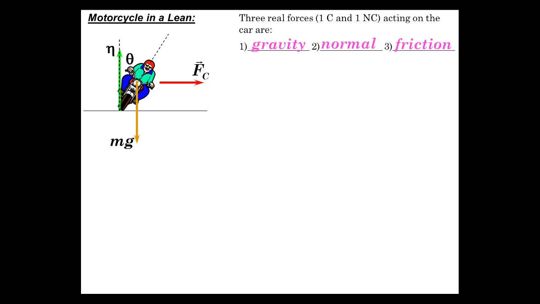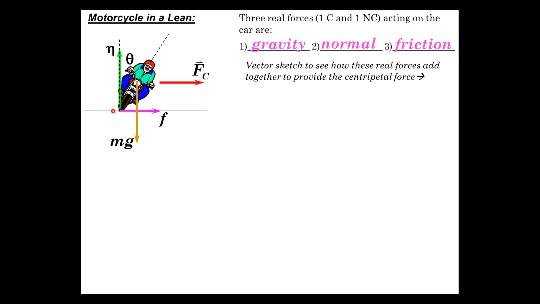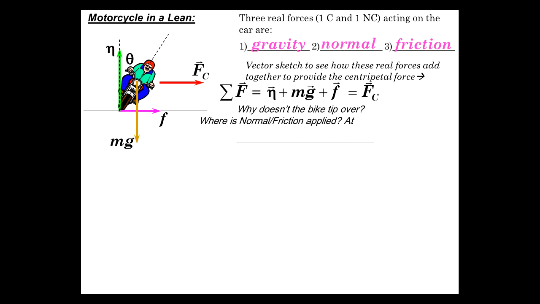Now, we could alter that definition slightly for this situation, but let me leave it at that for now and show that friction pushes this way, the road's friction shoving on the tire, okay, to the right. Let's see how this would add up. Sum of F, normal plus mg plus friction should be FC. All right. Now, why doesn't the bike tip over?